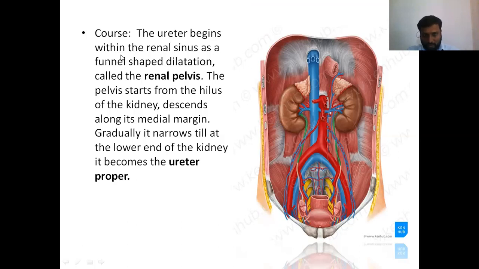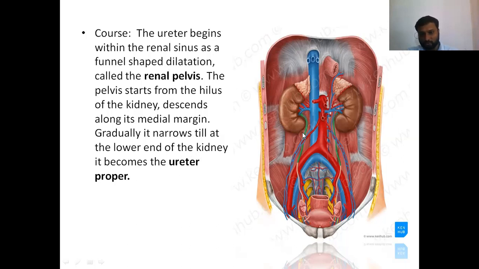The ureter begins at the renal sinus as a funnel-shaped part known as the renal pelvis. So, what is meant by renal pelvis? That point is clear. It is a funnel-shaped part of the ureter. The renal pelvis starts from the hilus of the kidney, then descends along the medial margin, gradually narrows, and at the lower pole of the kidney, it is known as the ureter proper.